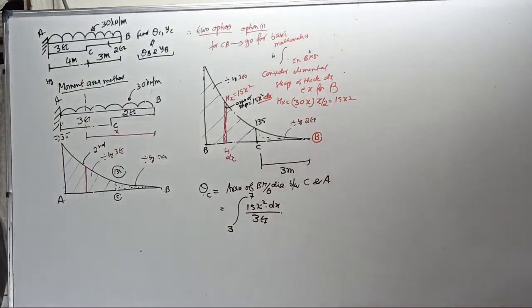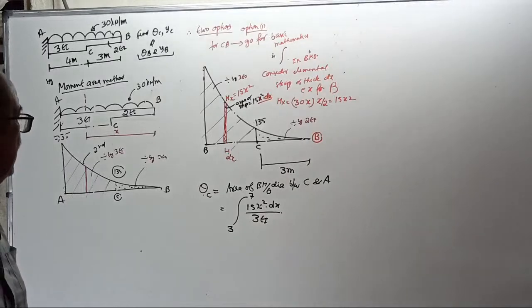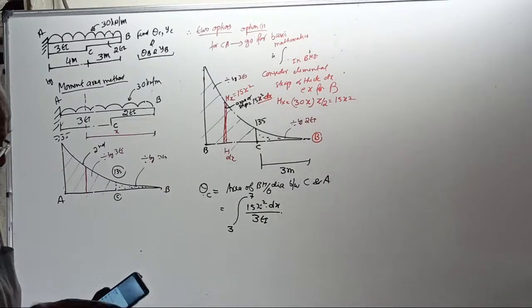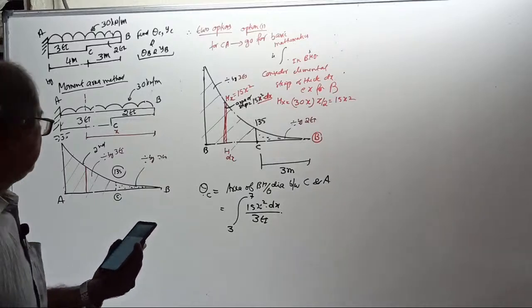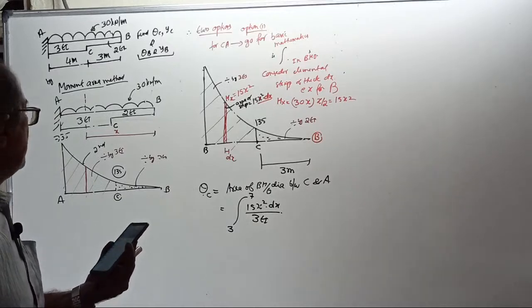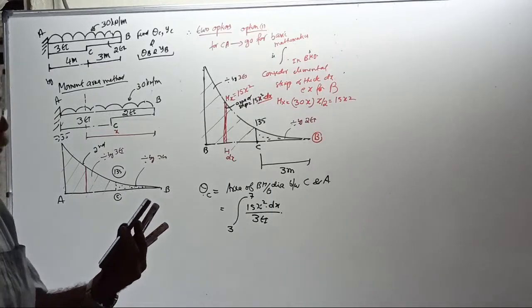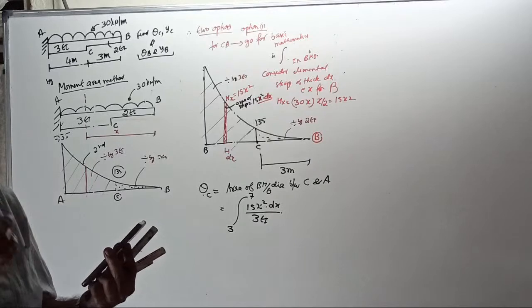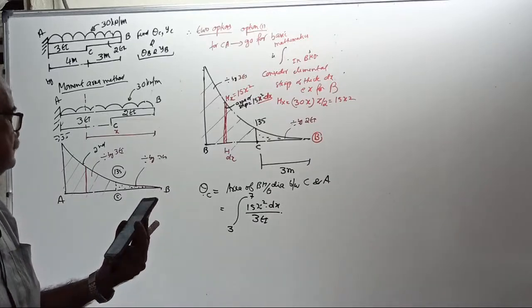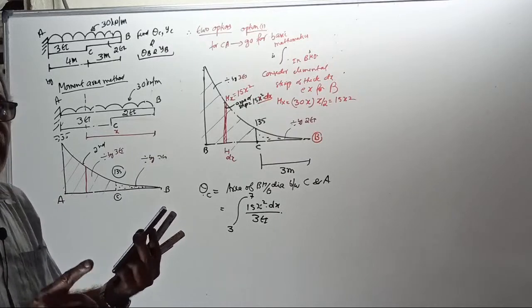Answer fast. 15 by 3 into bracket 7 cube. That I should not have to tell somebody who's done engineering. How to integrate. Don't give the wrong answer. 15 by 3 into x square becomes x cube by 3. That is 7 cube by 3 minus 3 cube by 3. Answer. I should complete this question today. Don't give the wrong answer.